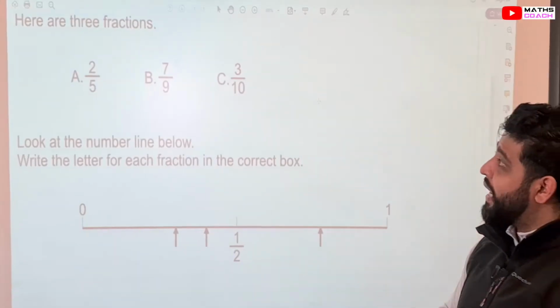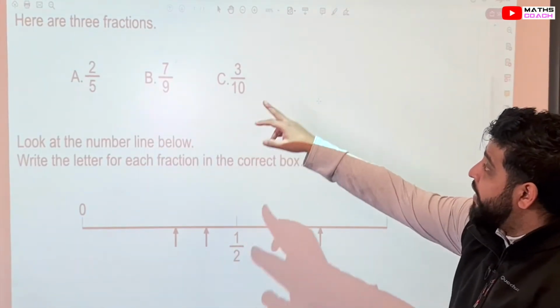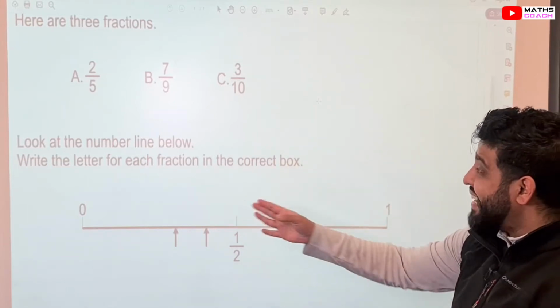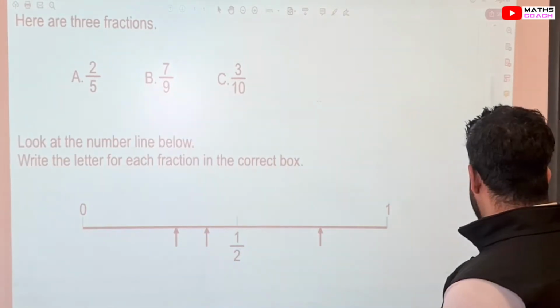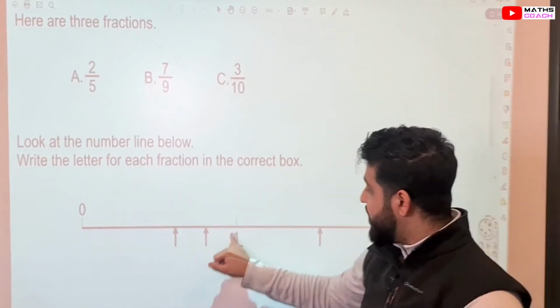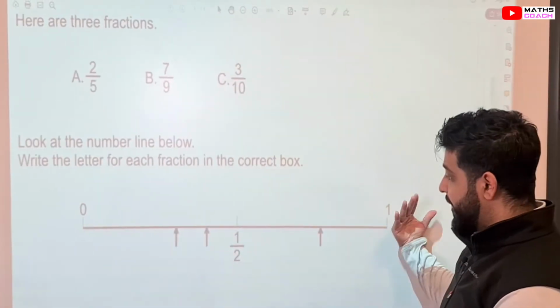All right, so let's look at our first question. It says, here are 3 fractions, 2/5, 7/9, 3/10. Look at the number line below. Write the letter for each fraction in the correct box. So here, we've been given this number line and we've been told that this is the halfway point of this number line, with 0 and 1 there, okay?